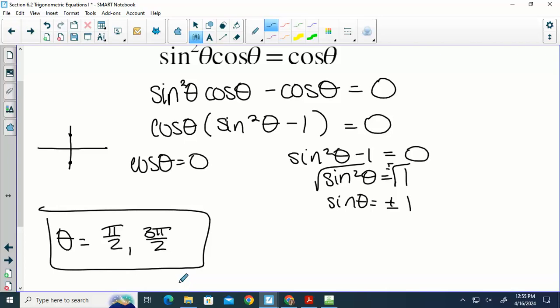You can just pick a way to do it, cosine, replacing sine squared minus 1. Yeah, cosine. It wouldn't matter on numbers.